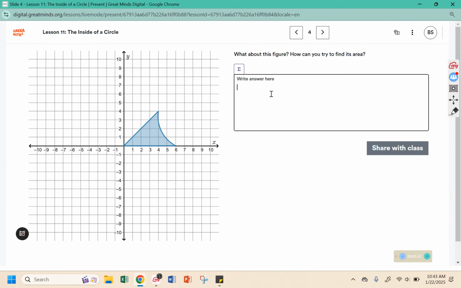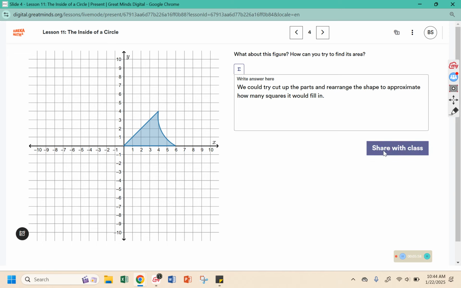What about this figure? How can you try to find its area? We could try to cut up the parts and rearrange the shape to approximate how many squares it would fill in. But it does have this curve, so there's going to be a part that doesn't quite make up a perfect square. In the last one, all my sides were straight, but here I have a curve.